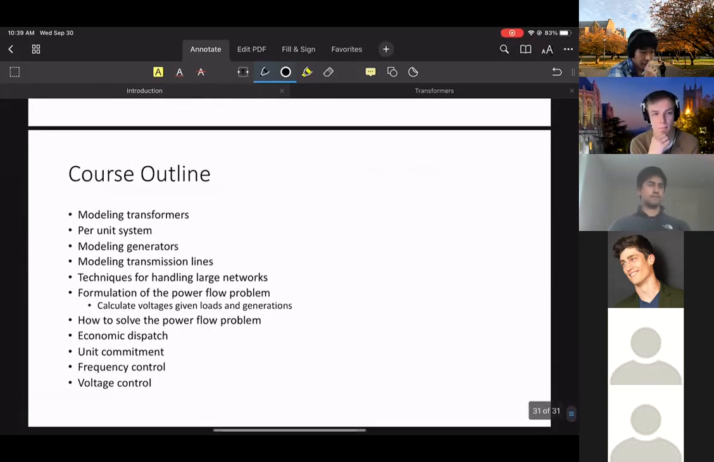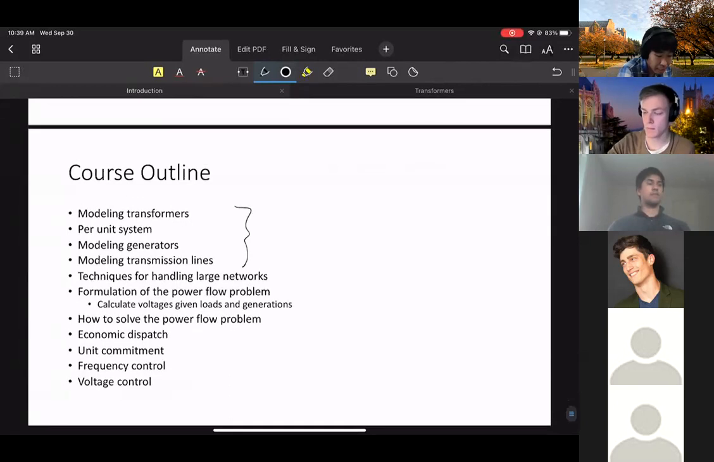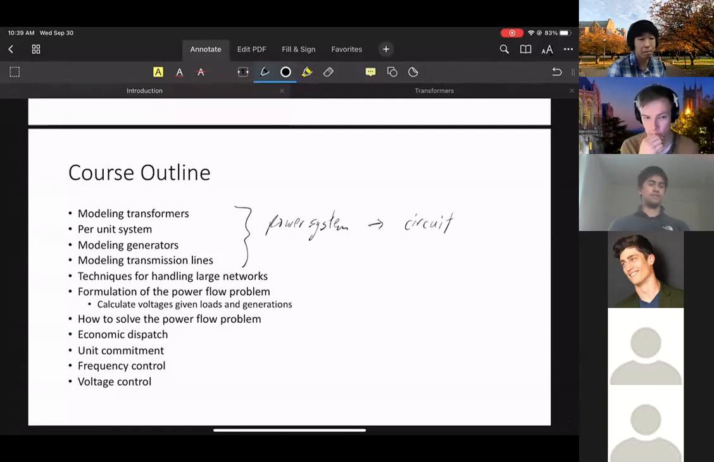So if you look at the course outline, we'll look at a bunch of modeling things. We're looking at modeling of transformers, the per unit system. We'll look a little bit at modeling generators, just so we have a consistent circuit theory. We'll look at modeling transmission lines. All of this you can look at as getting a power system into a circuit. The real system has big transformers, big transmission lines, a transmission line that's 1,000 miles long. Our goal is to represent that as a single block in the system.